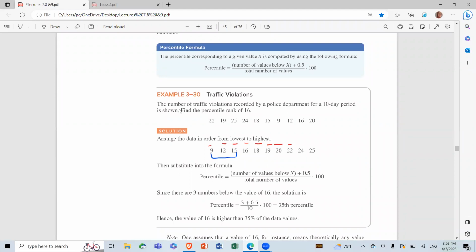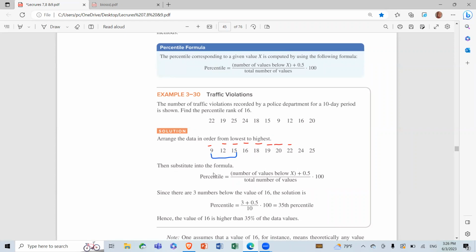Traffic violations. The number of traffic violations recorded by a police department for a 10-day period is shown. Find the percentile rank of 16. So we have this data. Solution. First step, arrange the data in order from the lowest to the highest. We arranged them in order from smallest to largest.